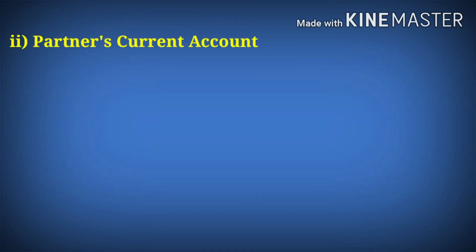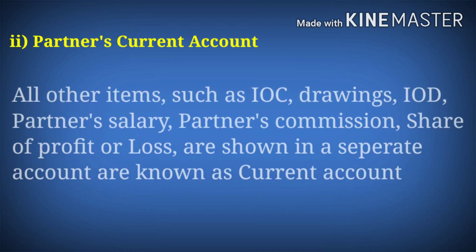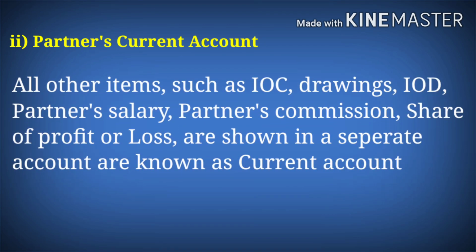The second account we are preparing under fixed capital method is partner's current account. All other items such as interest on capital, interest on drawings, partner's salary, partner's commission, share of profit or share of loss, these all items are shown in a separate account. That account is known as partner's current account. So we know capital is shown in capital account and other than capital, all other items will be shown in the partner's current account.